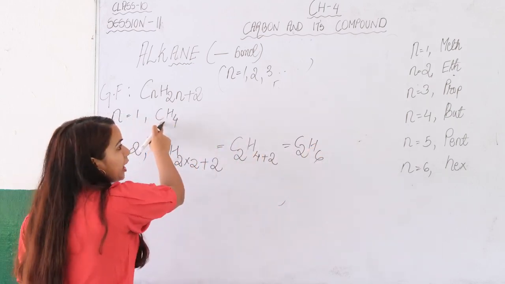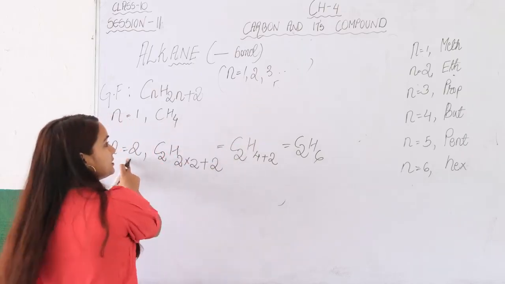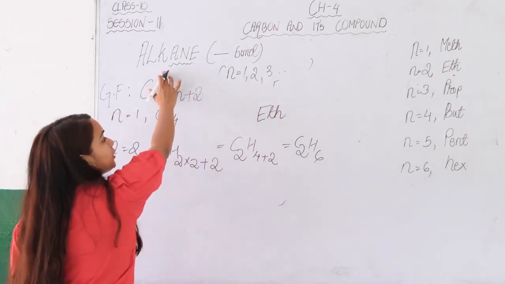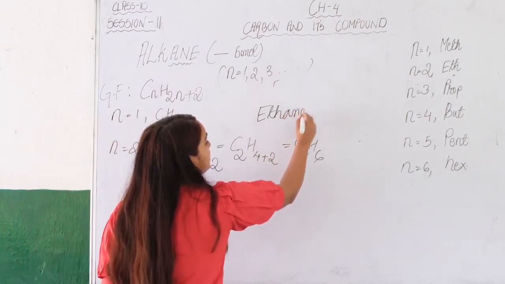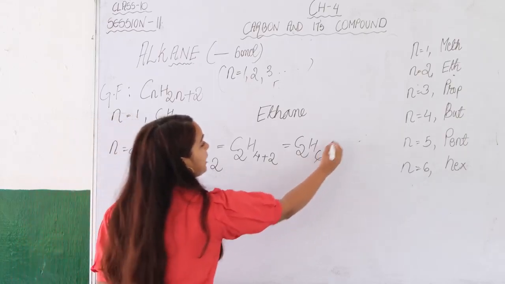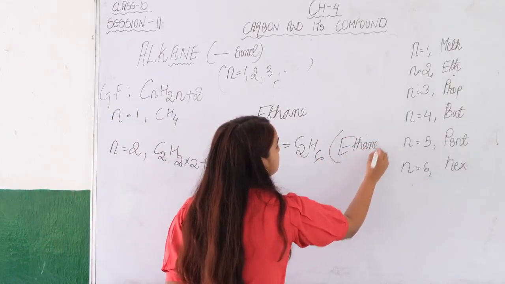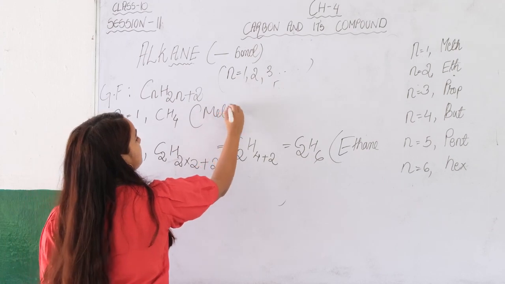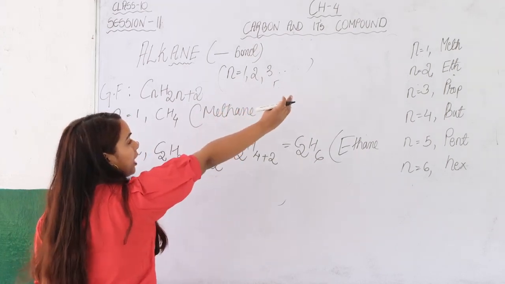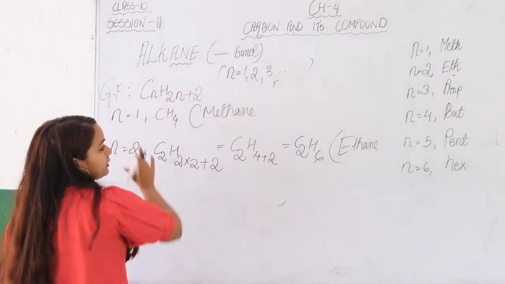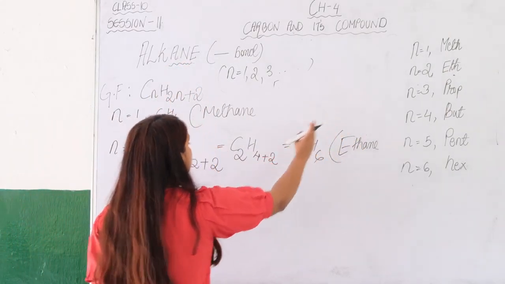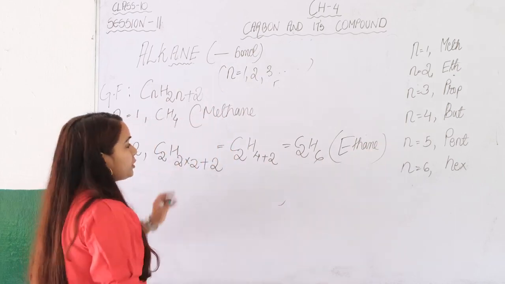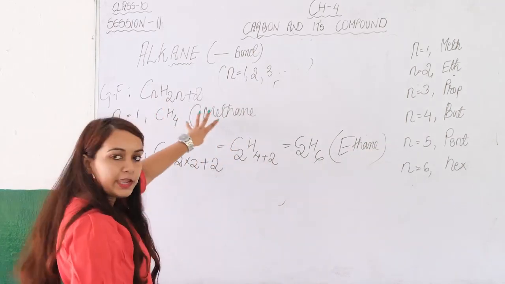Now for one carbon, what was the prefix? Meth. For two carbons, what will be the prefix? Eth. And since we are doing it for alkane, what will be the suffix? Ane. So the name of this compound is ethane. For CH4 it was methane: meth from the number of carbons, that is 1, and ane from the category alkane. Eth from n is equal to 2, that means we are taking 2 carbons, and ane from the category of alkane. And the Lewis dot structure will be the same as methane.